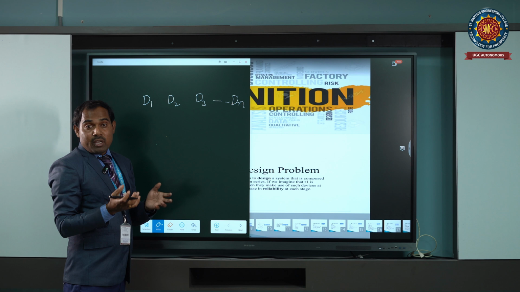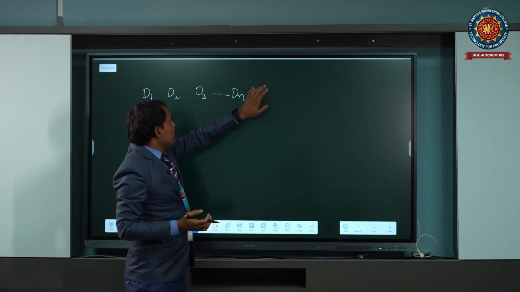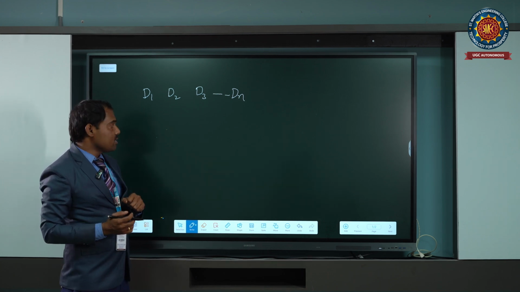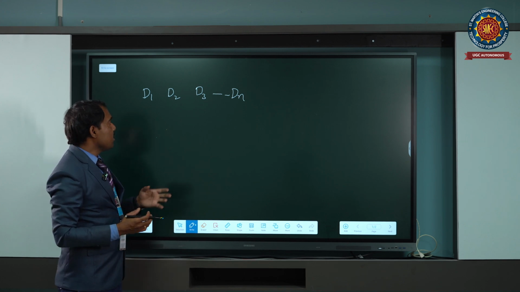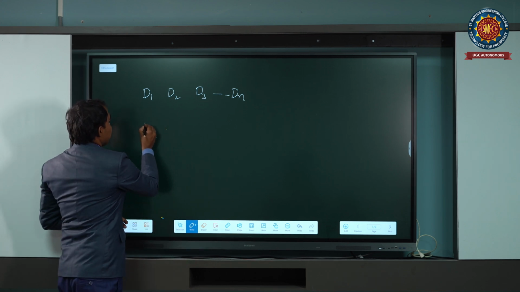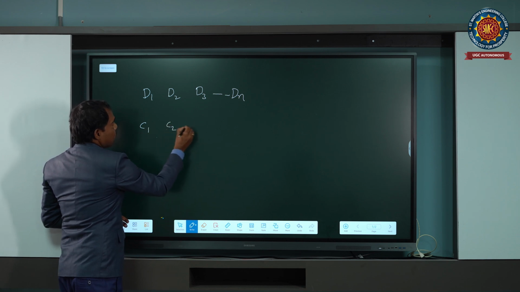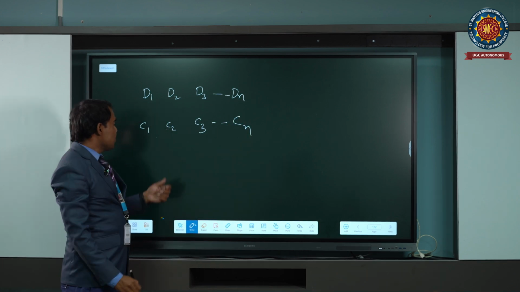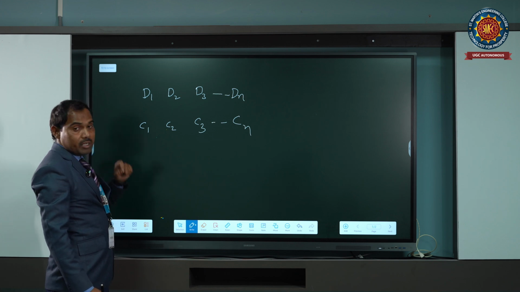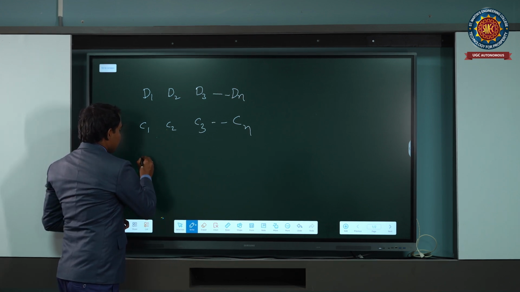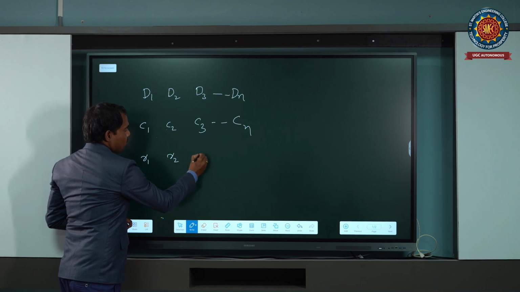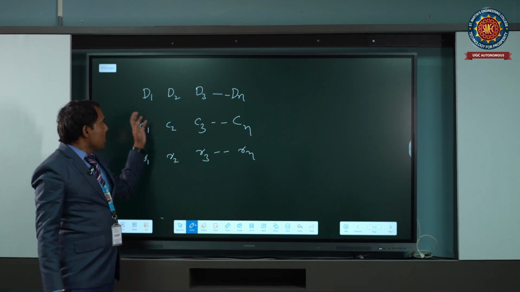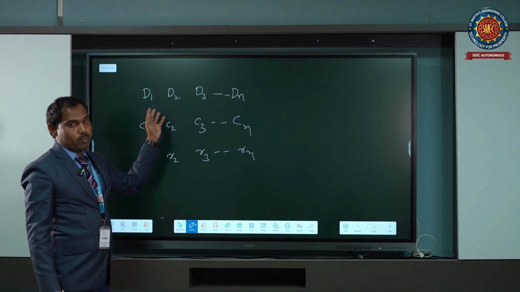We also need cost, because we have to buy those devices. So device 1 has cost 1, cost 2, cost 3, up to cost n. And the device reliabilities are R1, R2, R3, up to Rn. These devices are connected in parallel.